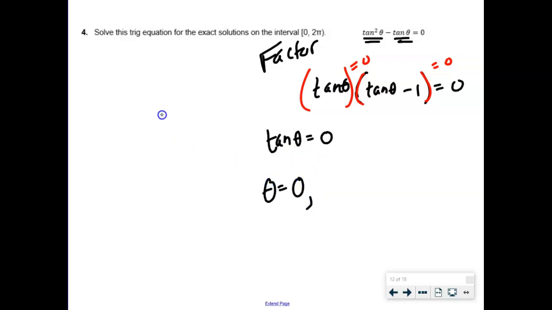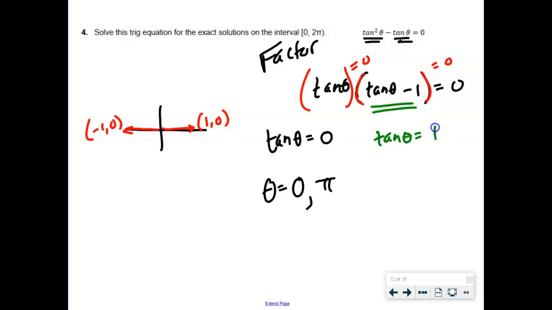Where else would tangent be 0 then? If it's 0 right here, it's also 0 over here. So at 0, at pi. All right, let's talk about this one. Where is tangent 1? The pi over 4 family. Not just pi over 4. Where else? Oh, I want only positive 1 though. So 5 pi over 4. Very good.